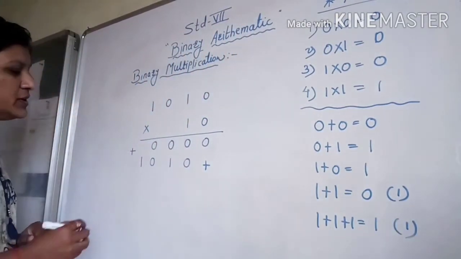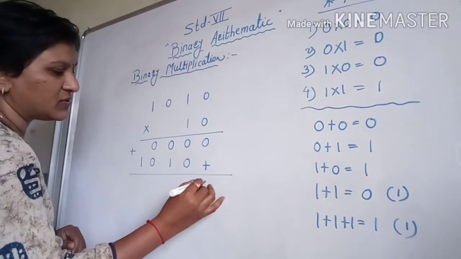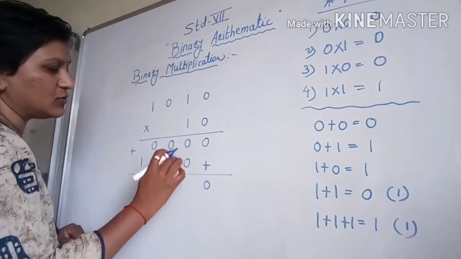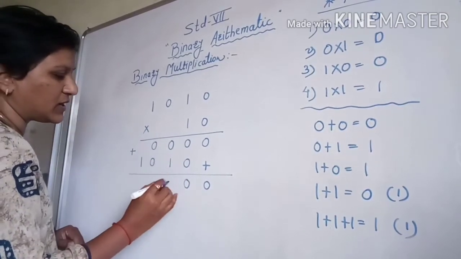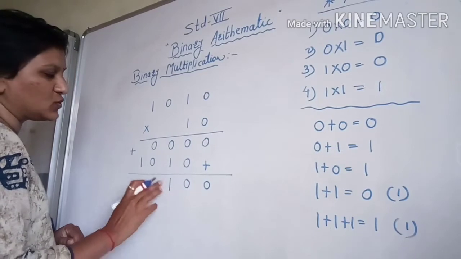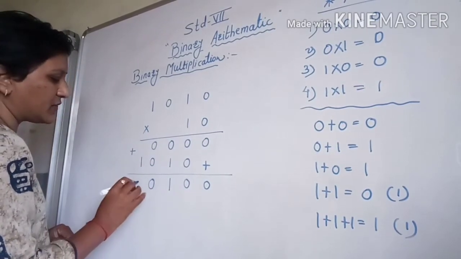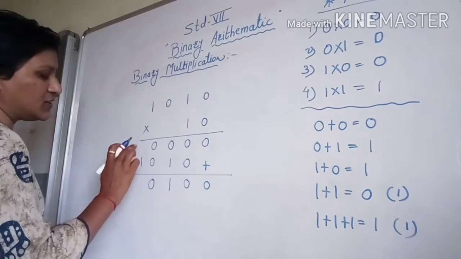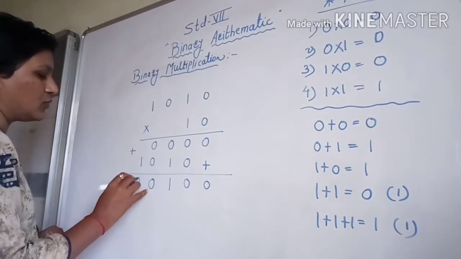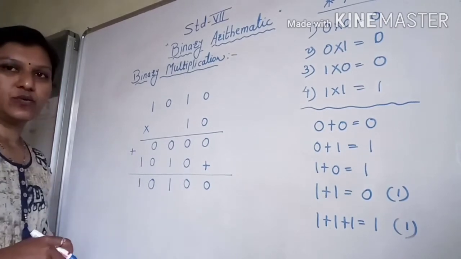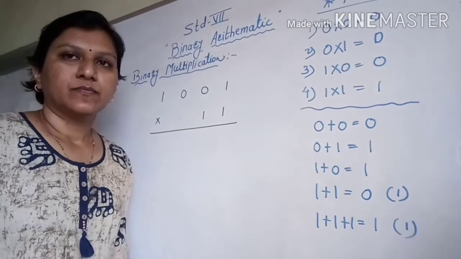Now let us move to the addition part of this multiplication. So 0 plus none will have the value 0. 0 plus 0 has the value 0. 0 plus 1, the value is 1. 0 plus 0, the value is 0. And 1 we are going to put as it is because no value is there. So 1 plus none will have the value 1 itself. This is a simple example of multiplication.